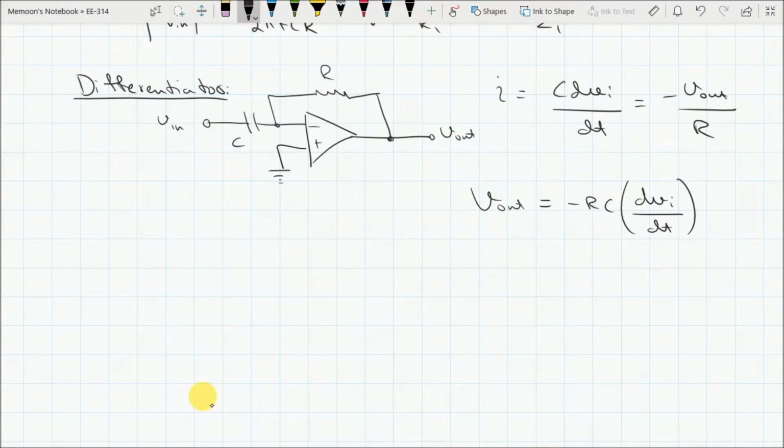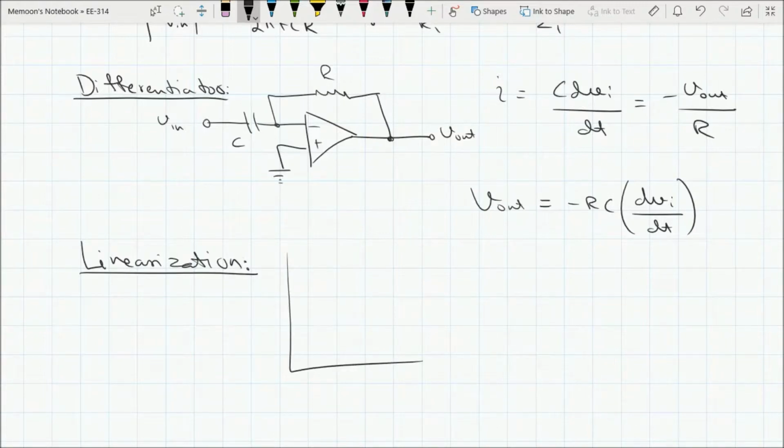The third one is linearization. Linearization is achieved by placing an opposing or opposite nonlinear element in the feedback loop. For example, if your circuit has a response like this and you add an opposing response like this, you will get a linear output. For exponential or logarithmic signals, it is usually achieved by placing a diode in the feedback like this.